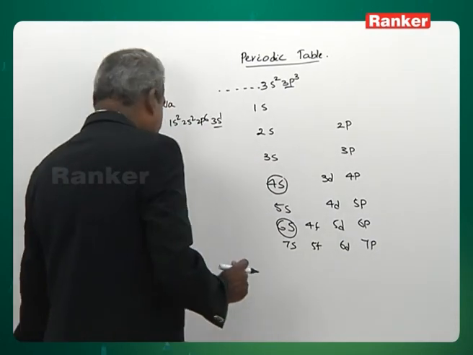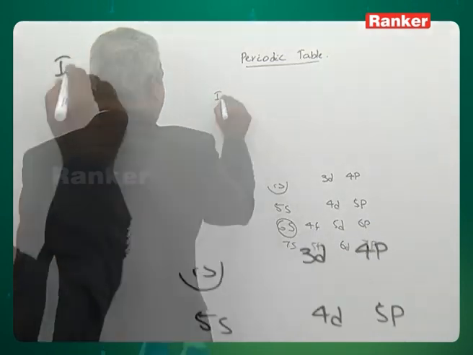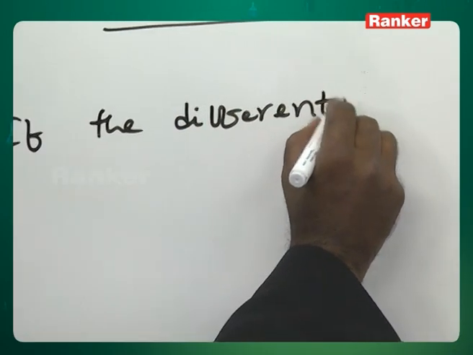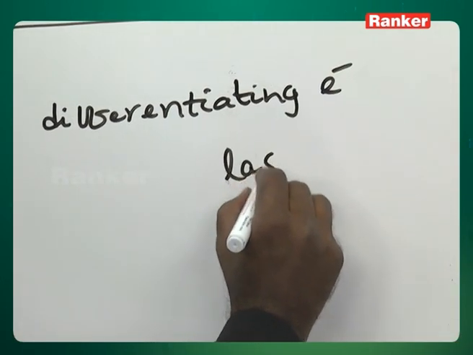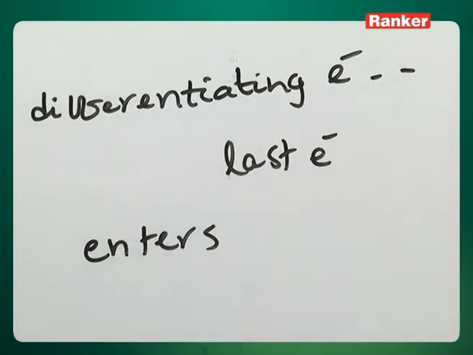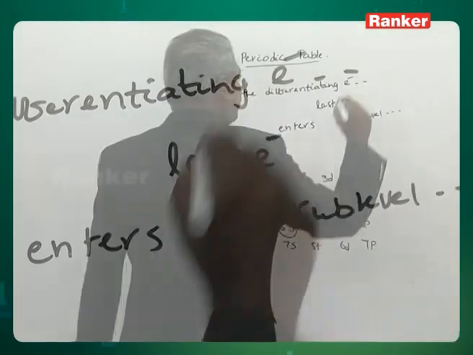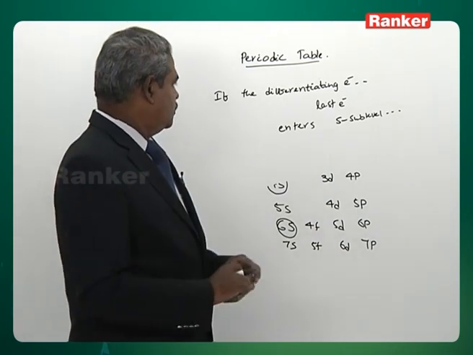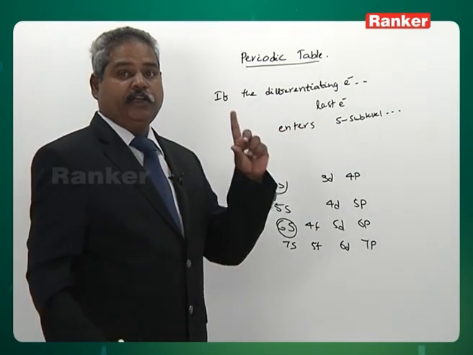So, what is the definition of a particular block? If the differentiating electron, what do you mean by differentiating electron? Last electron. The last electron enters the S sublevel, it is an S block element. P sublevel, P block; D sublevel, D block; F sublevel, F block. Okay? The last electron enters a particular sublevel. The block will be decided basing on that.